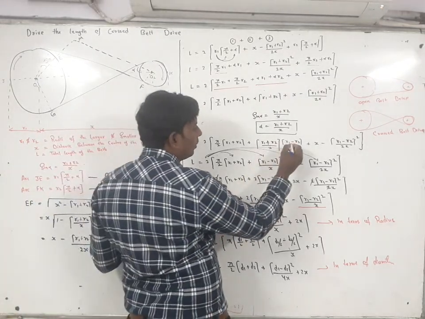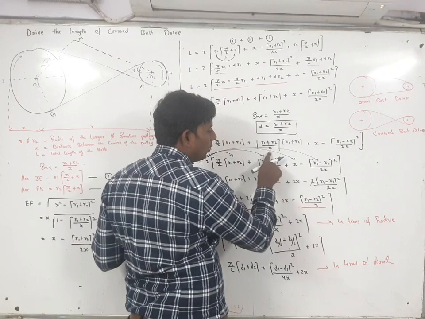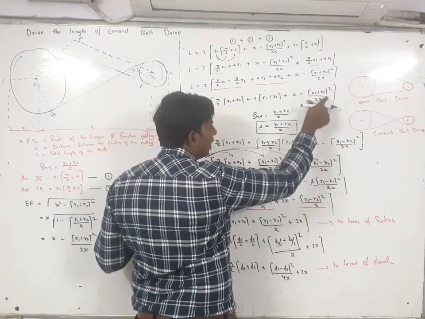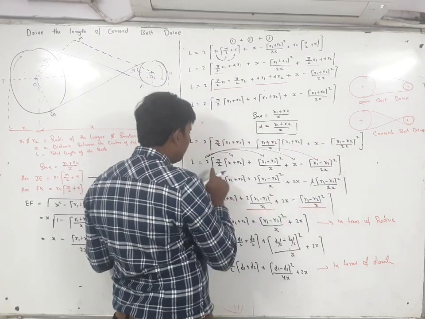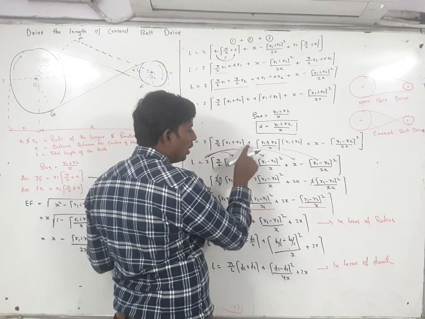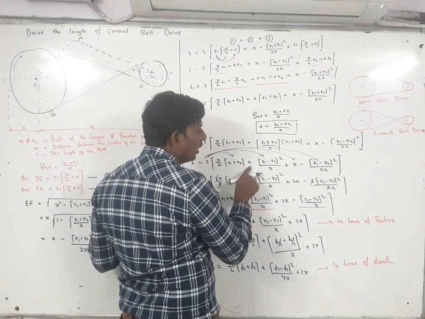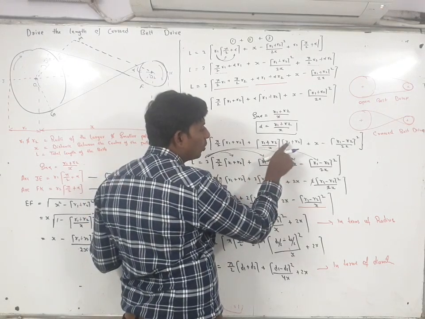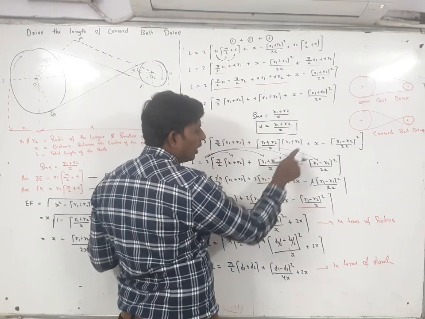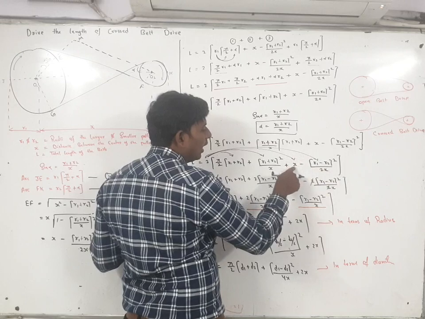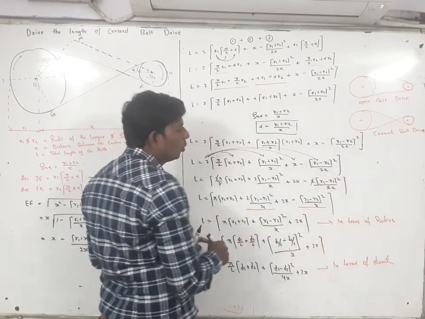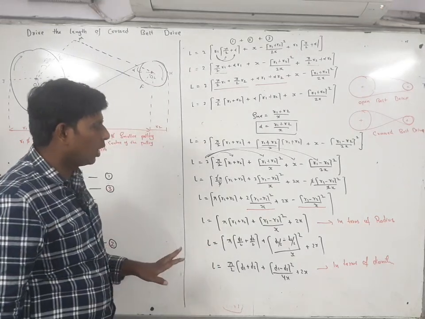So, here this one also plus will come, here also plus will come, and this X is as it is and this term is also as it is. After 2, write down pi by 2 as it is, R1 plus R2 as it is, plus as it is. Here you can write R1 plus R2 whole square by X, plus, X as it is, minus R1 minus R2 whole square by 2X, R1 minus R2 whole square by 2X.